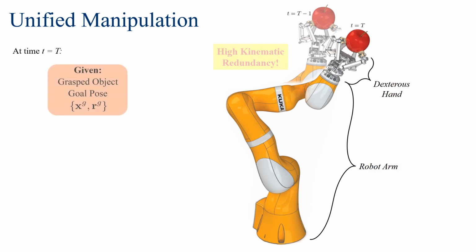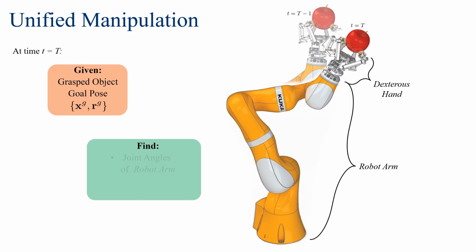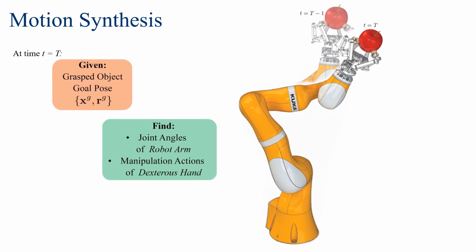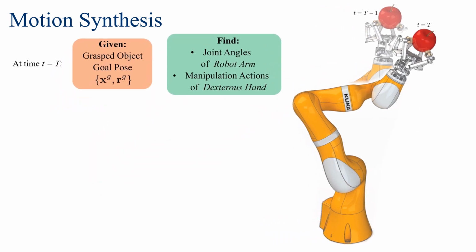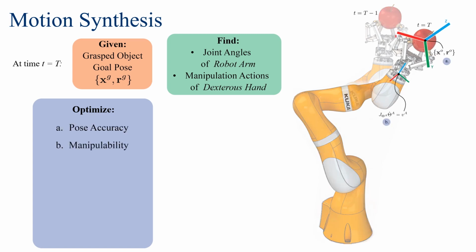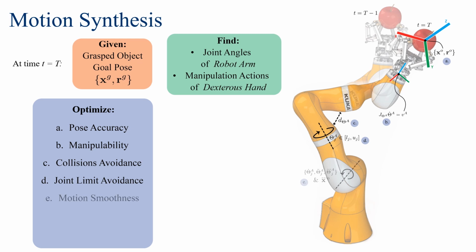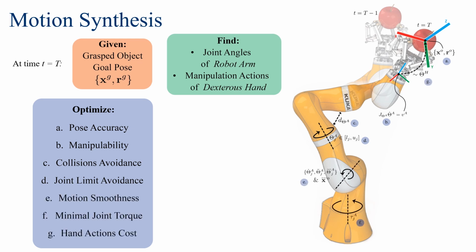To effectively evaluate the benefits of unified manipulation, we use an optimization-based motion synthesis framework, which for a given goal object pose finds the joint angles of the robot arm and the manipulation actions from the hand at each time step. The motion synthesis framework also maximizes the configuration quality at each time step by optimizing for goal pose accuracy, singularity avoidance, collision and joint limit avoidance, motion smoothness of the joints and the grasped object, minimal joint torque, and required hand manipulation actions. We adapt a motion generation framework that optimizes the sequence of configurations over time.